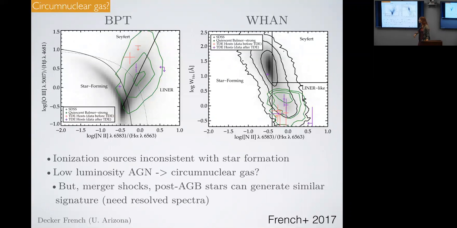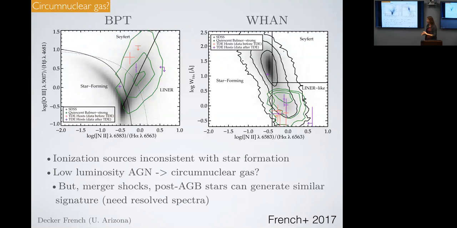And then in these crosses, I'm showing the TDE hosts. So there's this one star-forming galaxy again, and the rest of them tend to be either Seyferts or LINERs, consistent with the other galaxies like them with respect to their star formation histories. So does this mean that they have circumnuclear gas? Well, not necessarily. For the post-starburst galaxies, we've been looking at this with GMOS to try to get a handle on what the spatial resolution is of the emission lines. Because there's a few other possibilities besides a low luminosity AGN that could cause this ionization.